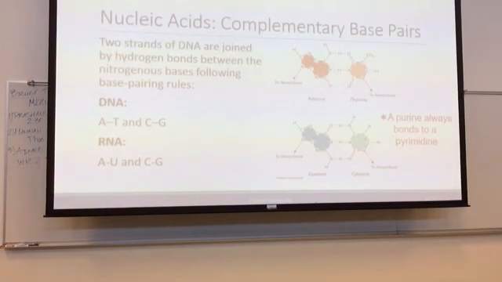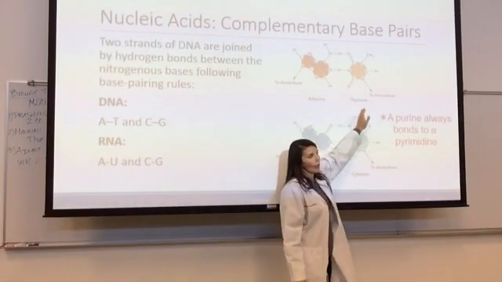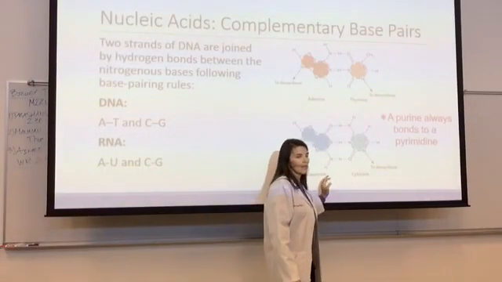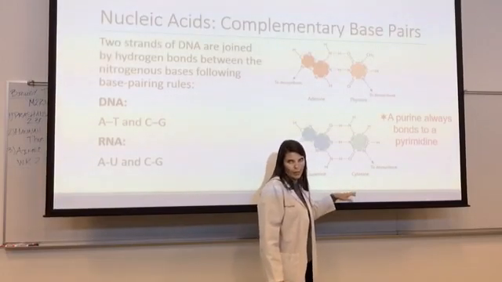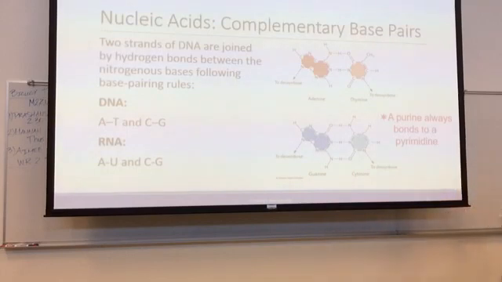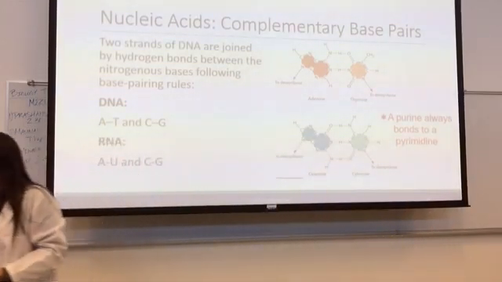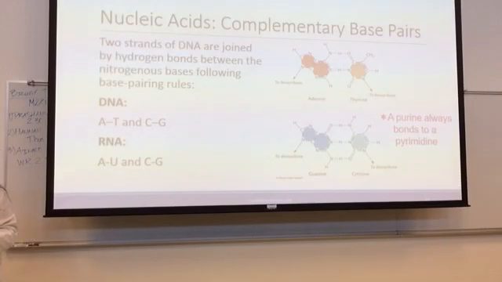What bases do we expect to see together? A and T will always be together. C and G will always be together, if you're dealing with DNA.